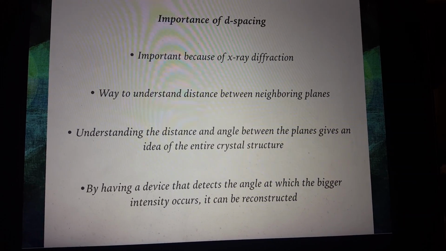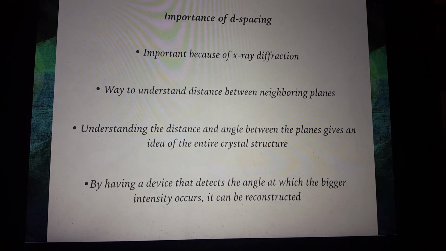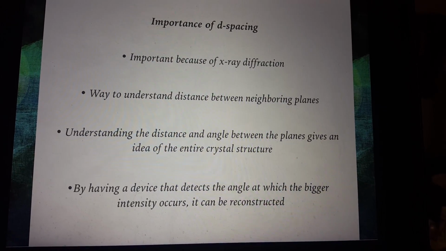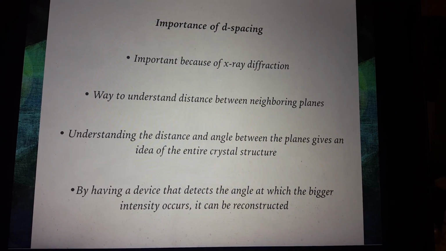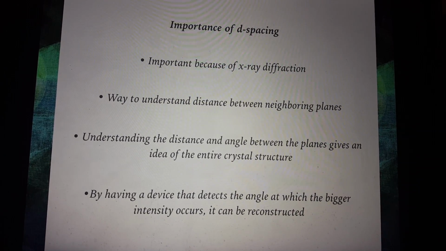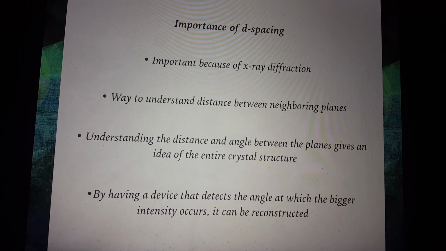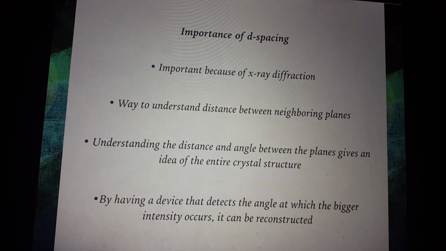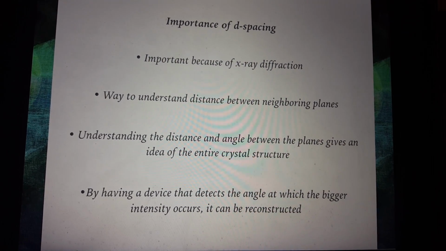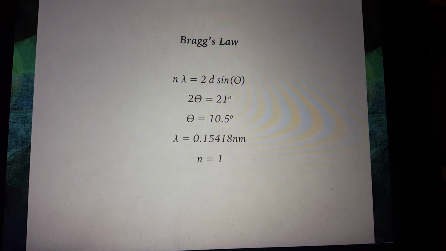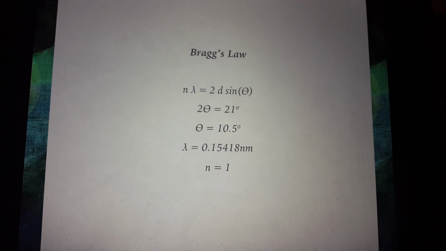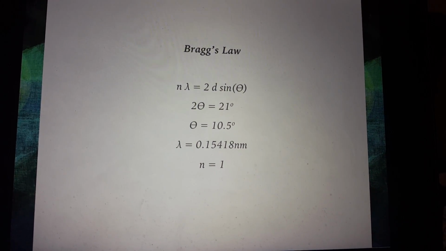And so, by Bragg's law, which will be explained in a bit, and having a device that detects the angle at which the biggest intensity occurs, which is precisely when the path length is an integer multiple of the wavelength, then the structure can be reconstructed. So basically Bragg's law says that n times lambda equals 2d sine of theta, where theta is the angle at which there's a high intensity.